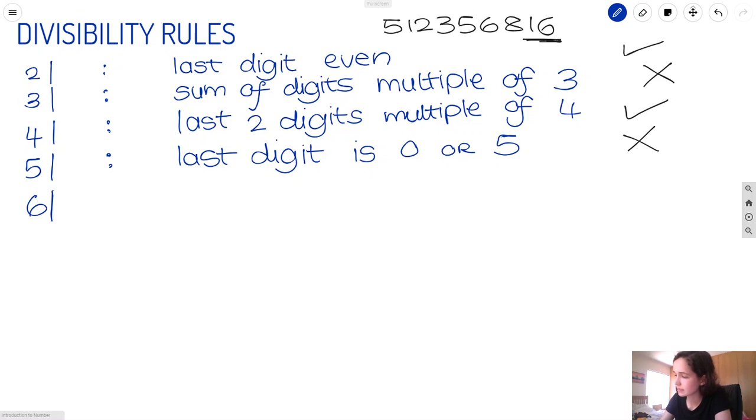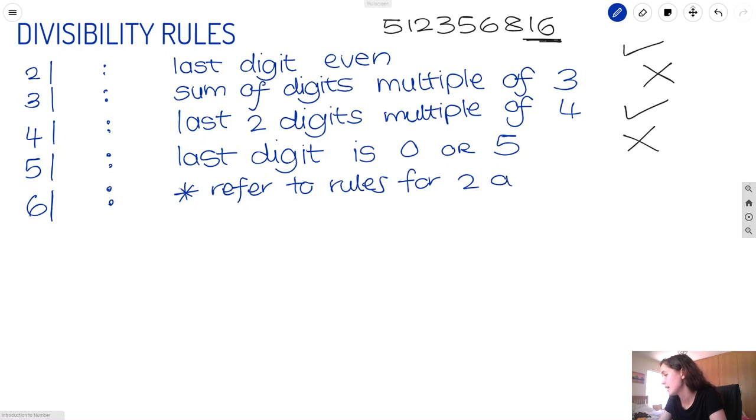Now for 6, if you think about it, if something is divisible by 6, it means it is divisible by 2 and it is divisible by 3. So we're going to refer to the rules for 2 and 3. We already said it is divisible by 2. However, we saw that it is not divisible by 3, which means since both of these rules need to be true for it to be divisible by 6, this would not be true.